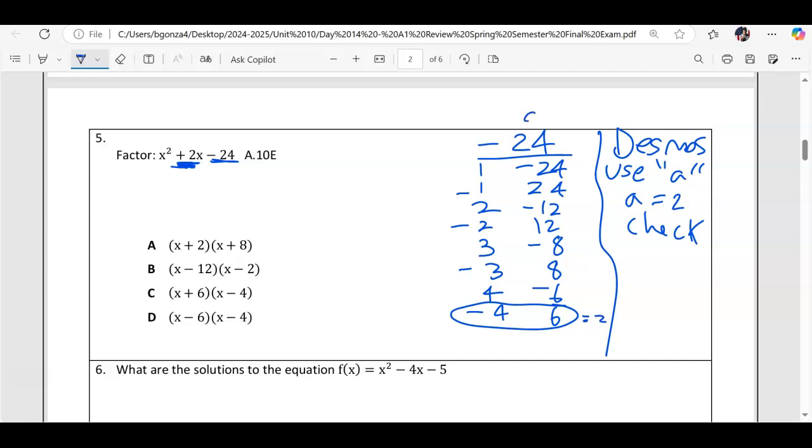So this is our C value, this is our B value. So it's going to be x minus 4 and x positive 6, so plus 6. And that's going to be C. Even if you swap them, it'll be the same thing. Commutative property. Cool.